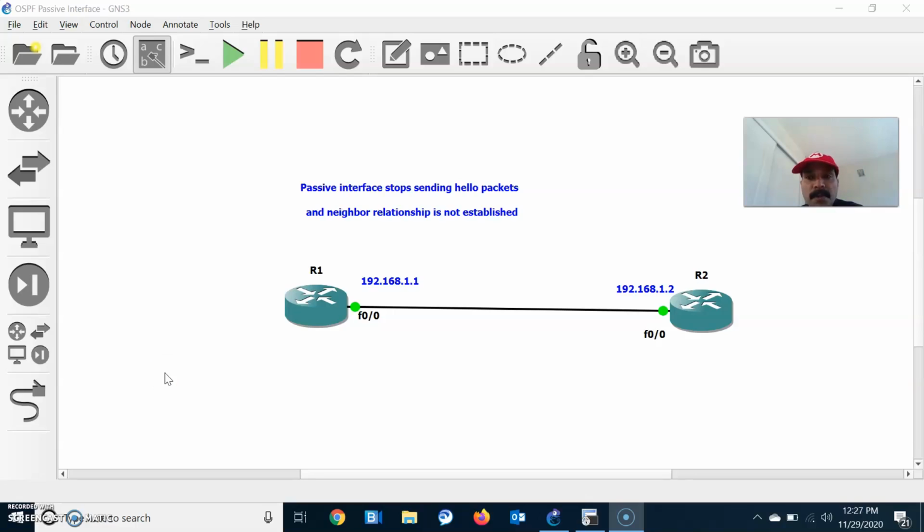And today let us discuss about OSPF Passive Interface. So what is the purpose of Passive Interface? It will stop sending hello packet and the neighbor relation is not established. So I'm going to show how to configure the Passive Interface.